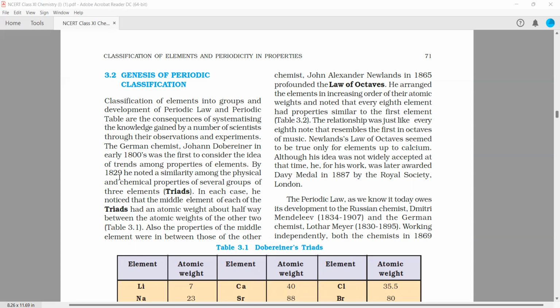So by 1829, he noted a similarity among physical and chemical properties of several groups of 3 elements.